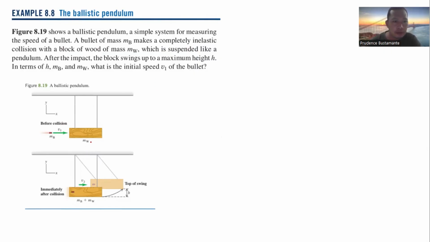So we have the mass of the bullet and the mass of the block. Let's read. Figure 0.19 shows a ballistic pendulum, a simple system for measuring the speed of the bullet. This is how you measure the speed of the bullet. The mass of the bullet is mb. It makes a completely inelastic collision with a block of wood of mass mw, which is suspended like a pendulum. After the impact, the block swings up to a maximum height h. In terms of height h, mb, and mw, what is the initial speed v of the bullet?